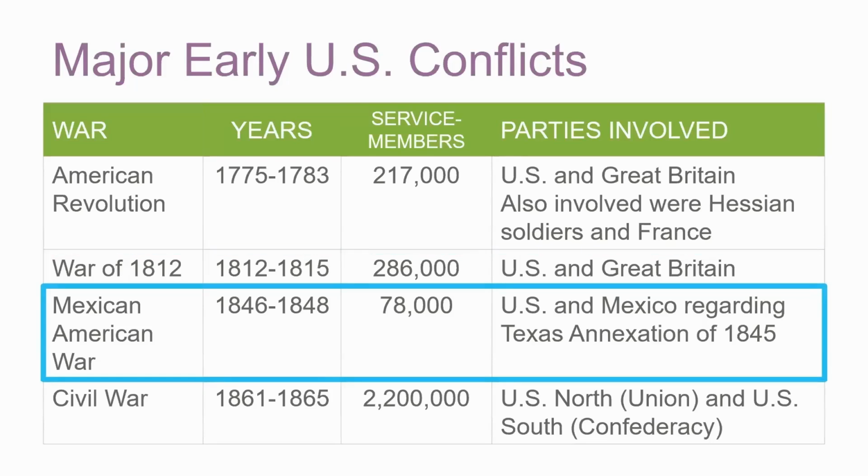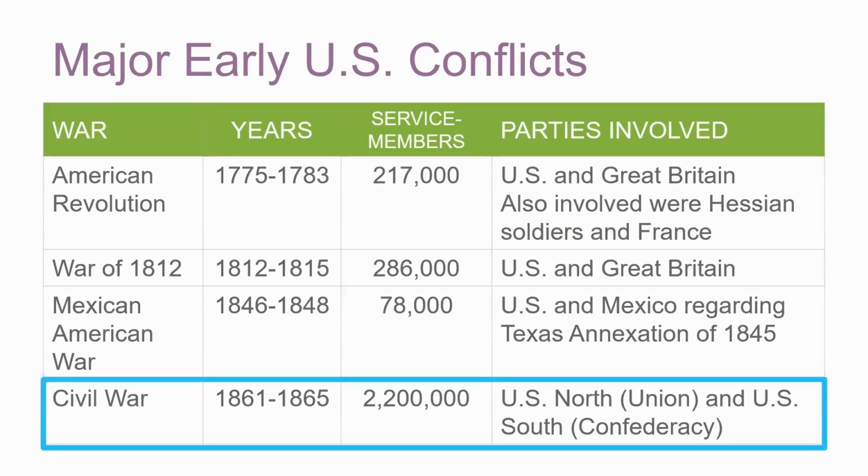The Mexican-American War was after Texas was annexed in 1845. The United States and Mexico went to war between 1846 and 1848. And then finally, we have the American Civil War, which was between 1861 and 1865. It's where half of the country seceded and we went to war. We have the Union up in the north and the Confederacy down in the south.